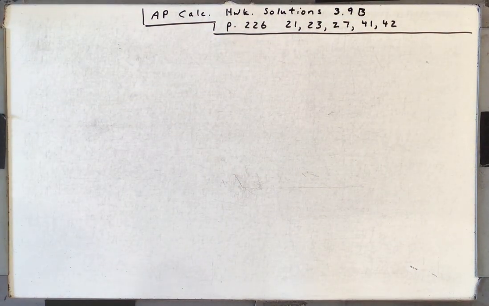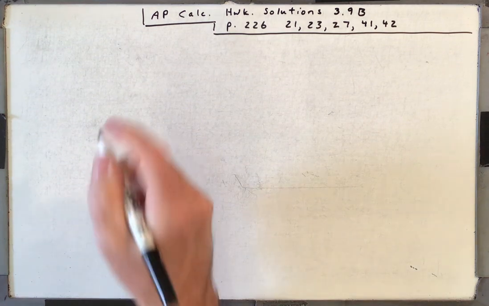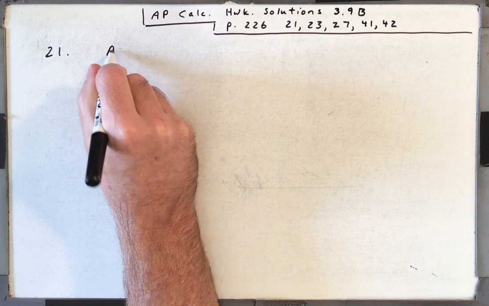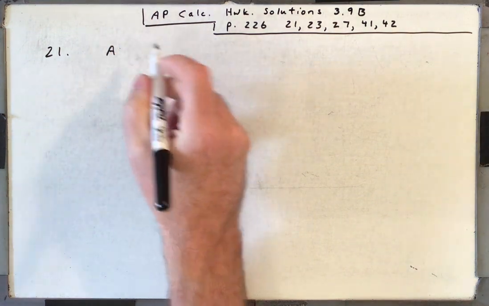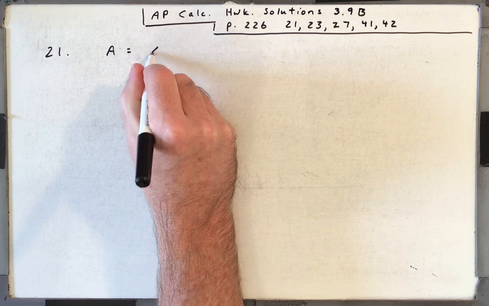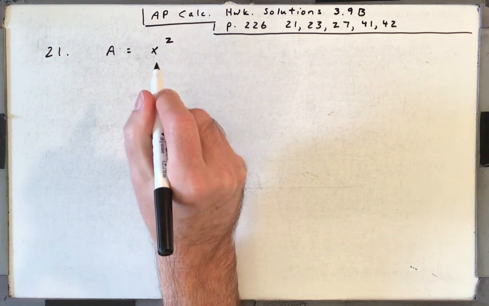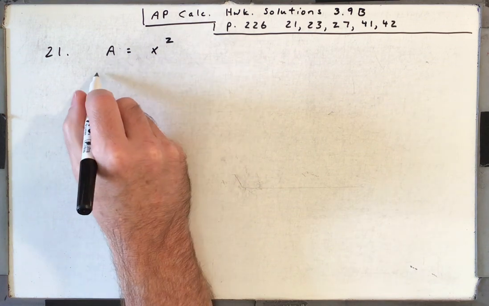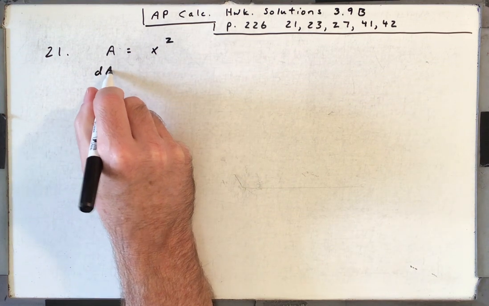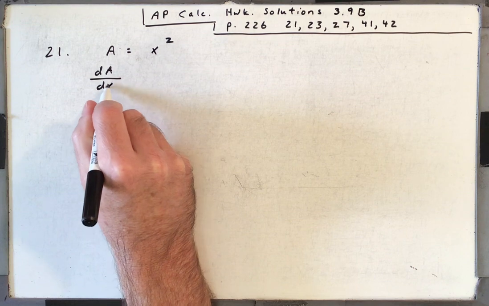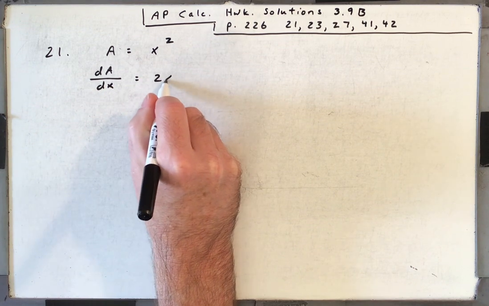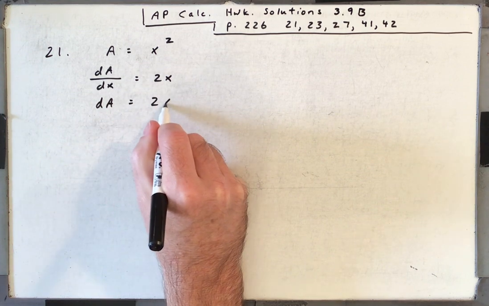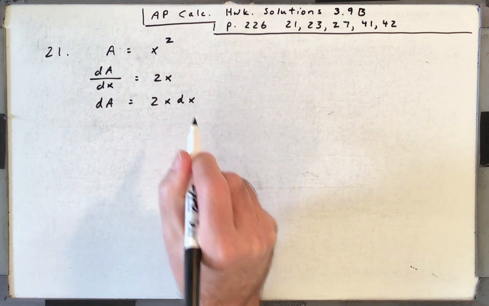Okay, so first of all, what we need to do is get an equation for area. If the side of the square is x, area is equal to x squared. Then we take the derivative with respect to x. So dA/dx is going to be 2x, and then dA is 2x dx.